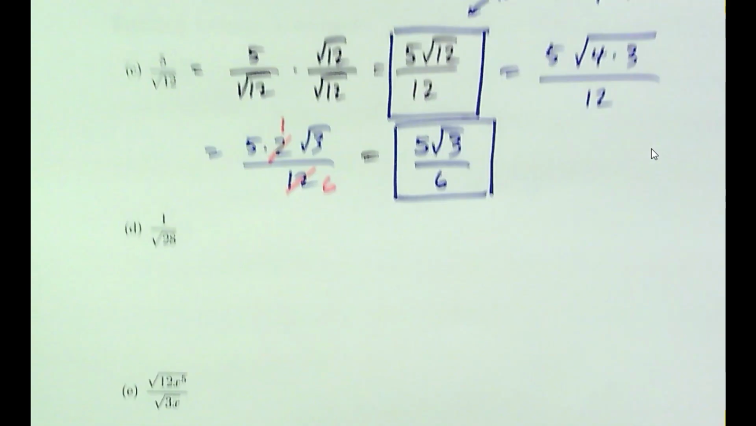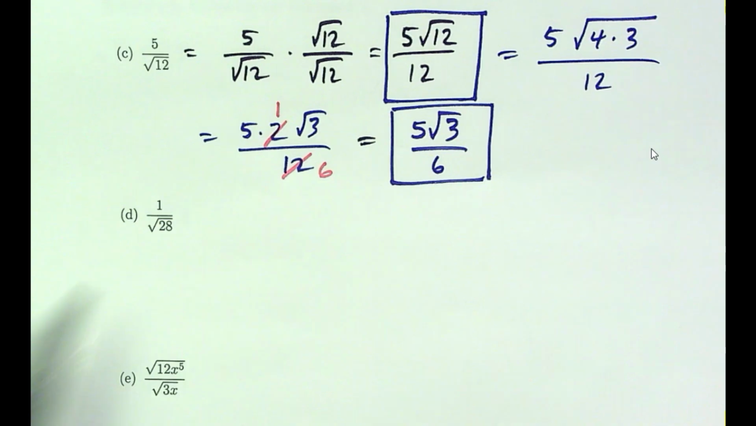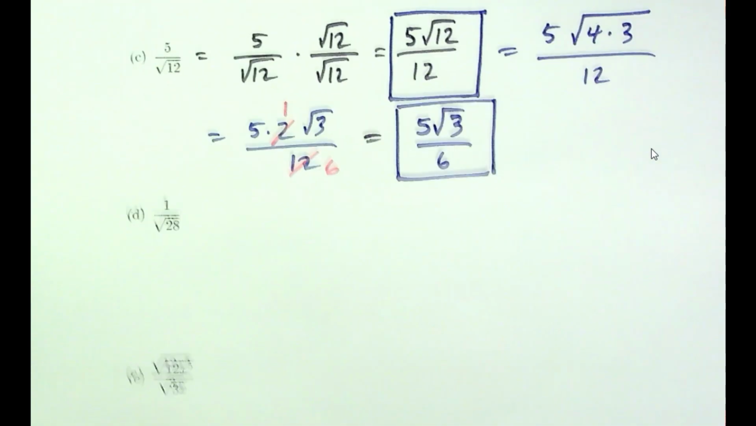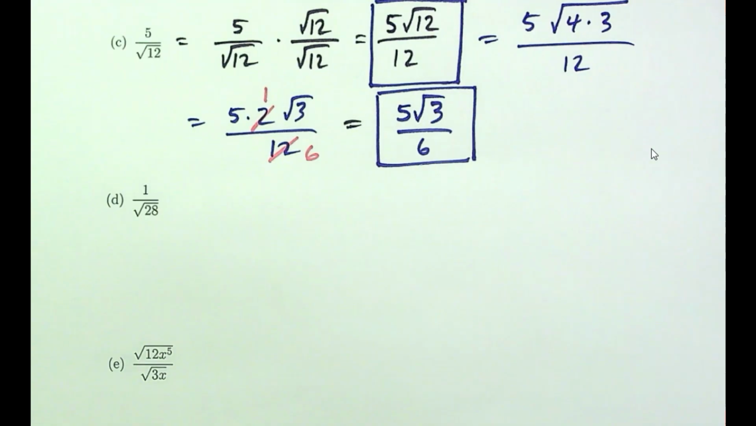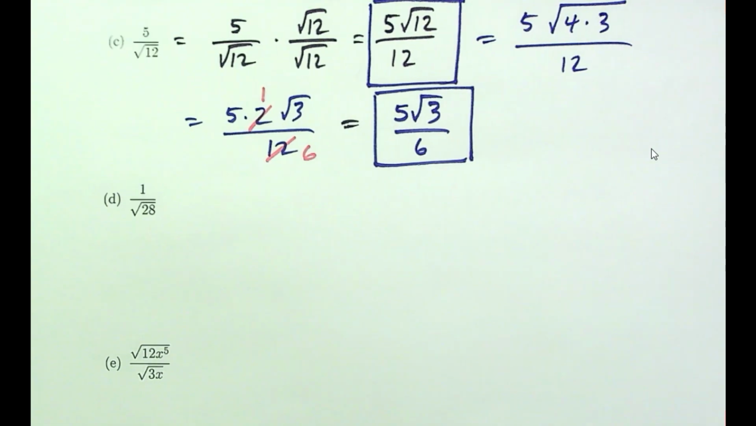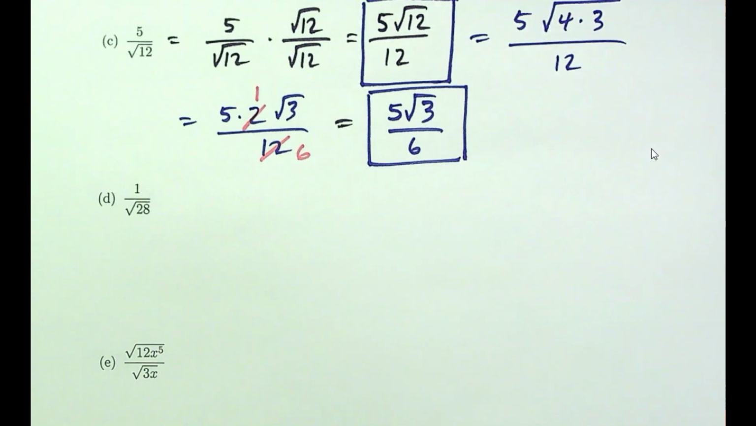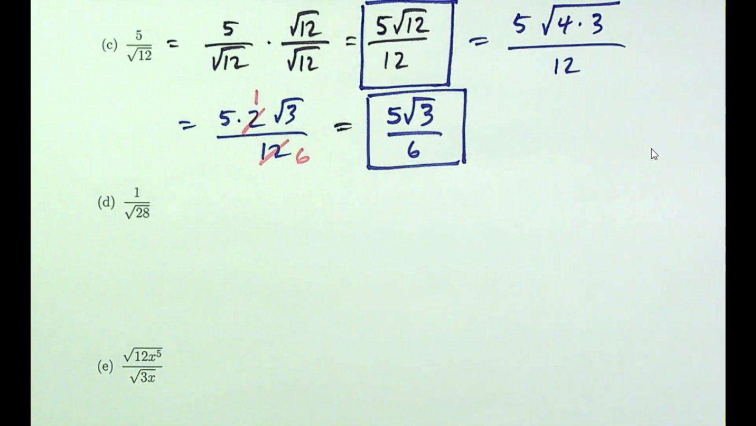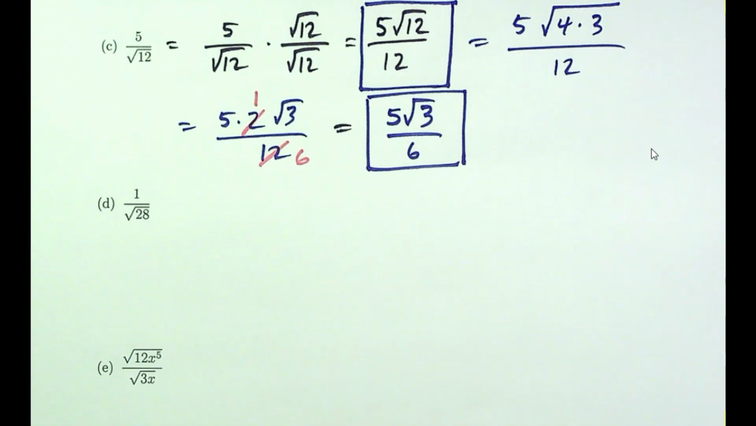Now, you should pause the video and attempt D on your own, and then compare notes with me. Okay, let's do it. So 1 over the square root of 28.